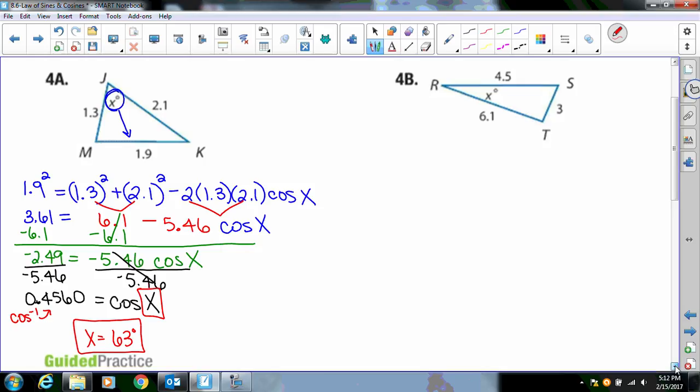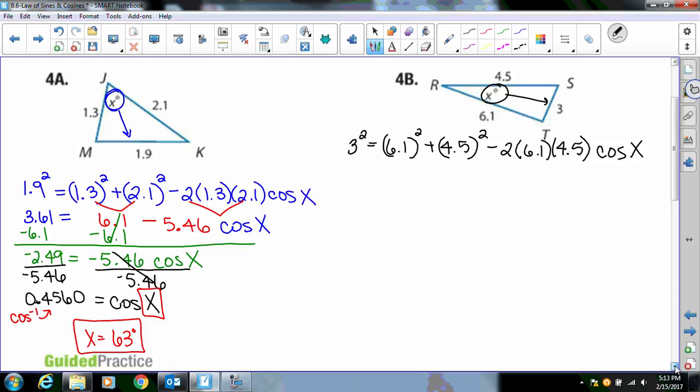Okay, so 4b, again, they've given us all the side measures. So to find the angle measure, this x, I need to find the side across from it, and that's how I start. So I start with 3 squared equals my other two sides squared and added together, minus 2 times those other two sides, and then the cosine of that angle across from the side we started with. And then you're going to do this stuff on your calculator.